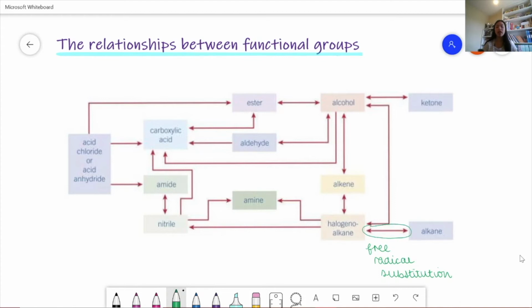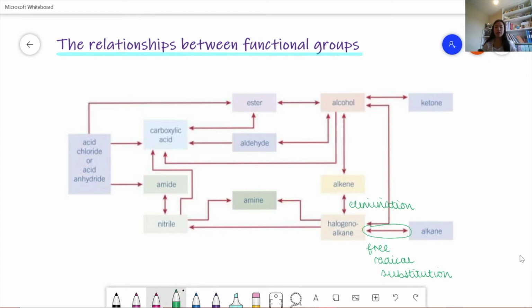And now looking at a halogenoalkane or a haloalkane to an alkene, this is our elimination reaction. Hot ethanolic OH minus to eliminate the bromine to form a double bond. And so that's how we get the alkene.